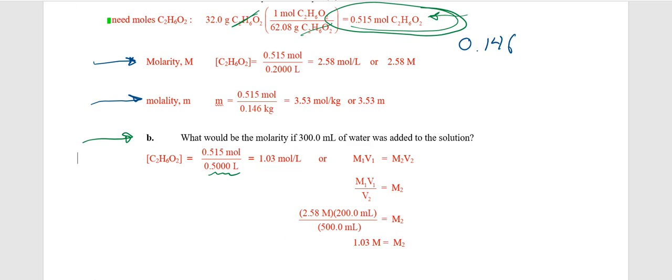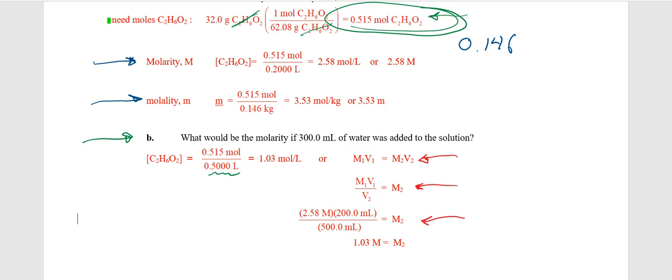Some students like things they can memorize that are a little bit easier to get to. And that's okay. If that's your gig, that's your gig. M1V1 equals M2V2. You have an initial molarity and initial volume, and you're trying to find the new molarity at the new volume. So you're solving for the second molarity right there. Plug your numbers in and go. The advantage is that you don't have to switch to liters. It's 200 mLs divided by 500 mLs, and that will cancel, and you're left with molarity.